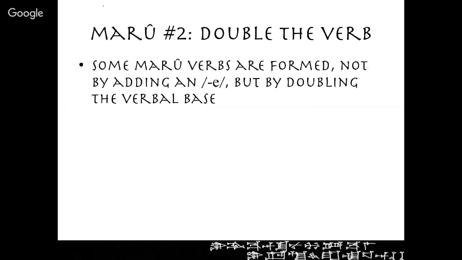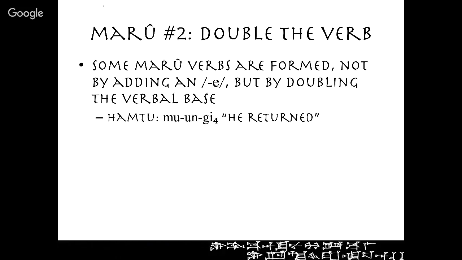The second way that they do it is they'll double the verbal base. So some Marû verbs are formed not by adding an E, but by doubling the verbal base. So in the Hamtu, mu'un gi4, he returned. Notice the N before the verbal base. It's just one gi4 there. So that's Hamtu, he returned. But mu gi4 gi4, they double the gi4, he will return, or he is returning. So that's the difference. You see, they just double the verbal base.